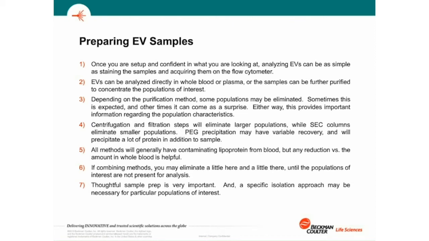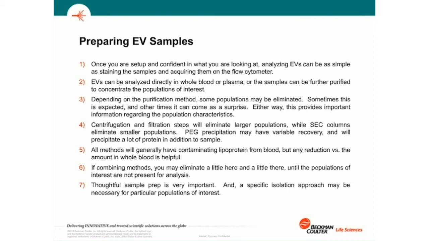PEG precipitation, on the other hand, can have variable recovery and precipitates a lot of protein in addition to the sample, so it's just something to consider. All methods generally have some contaminating lipoprotein if you're analyzing from blood, but any reduction versus the amount in whole blood is helpful, because lipoprotein is one of the primary noise populations.